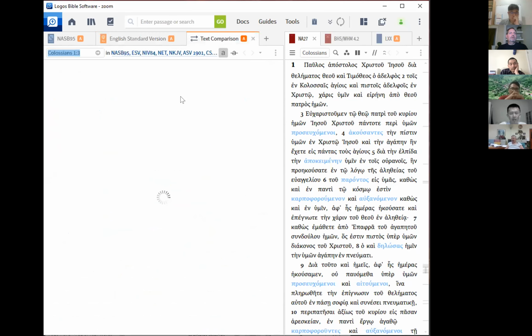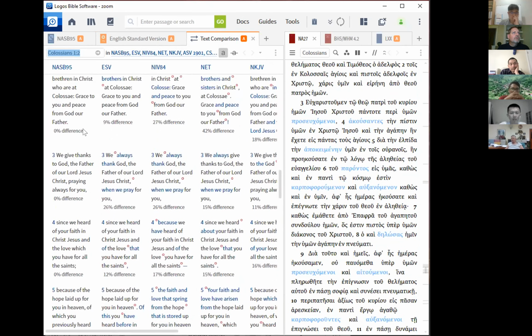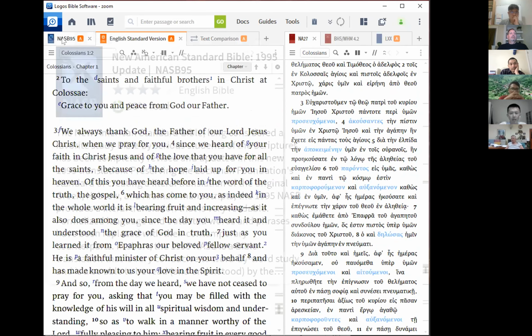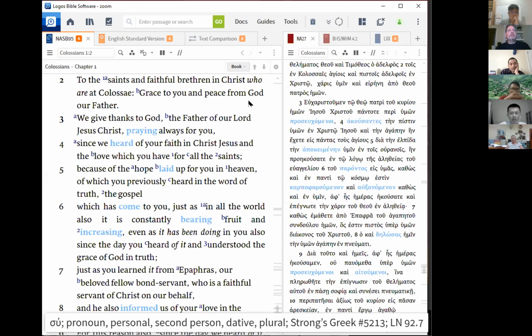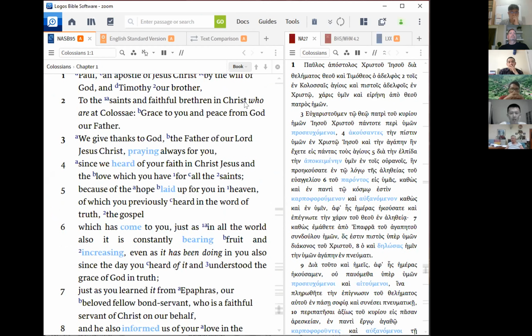If we look at other translations, I don't know if it'll, oh, it won't. Okay. Now, what I like about the New American Standard is it tells you when it adds something in like that, and it tells you with the italics. I usually just ignore anything that's put in italics, because it's not actually in the original.